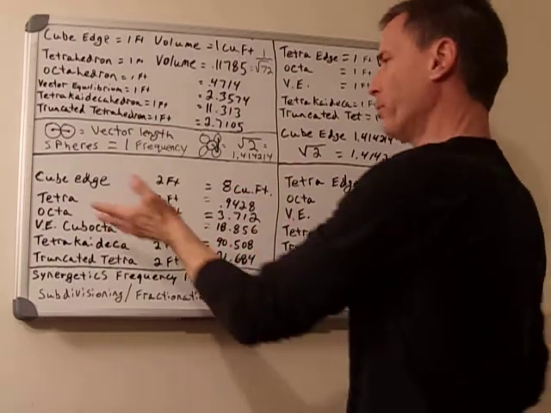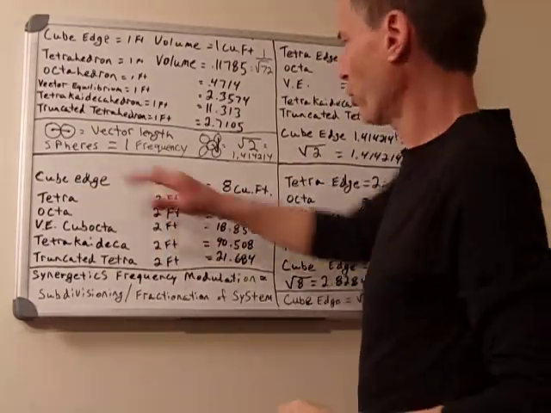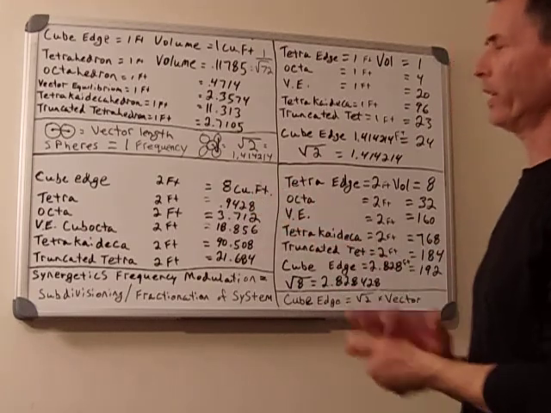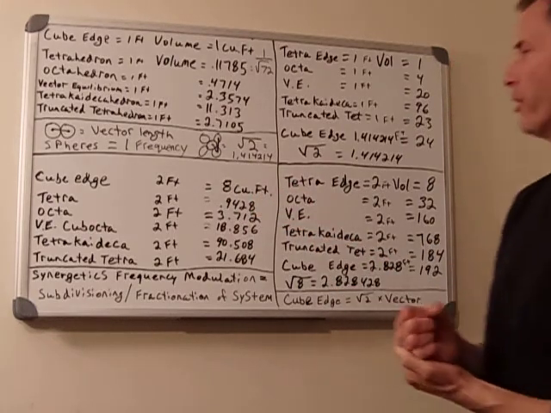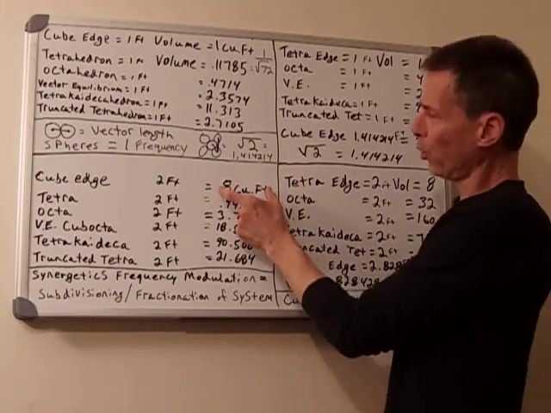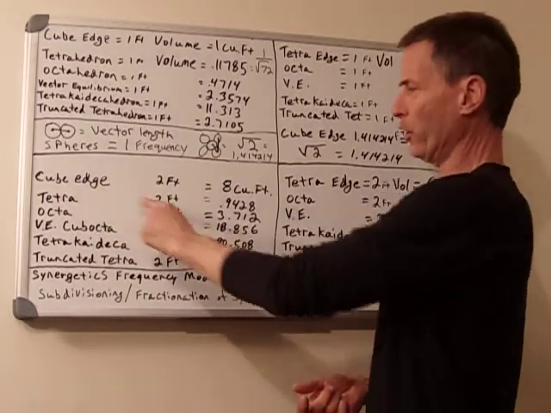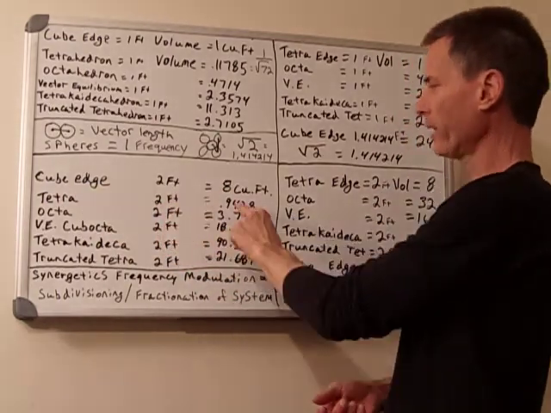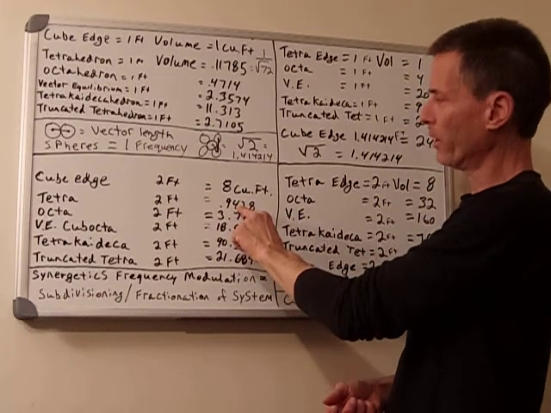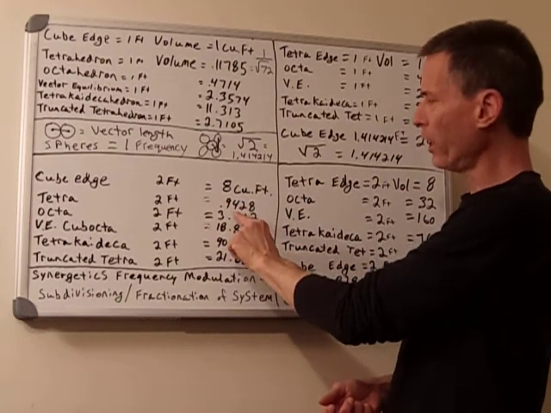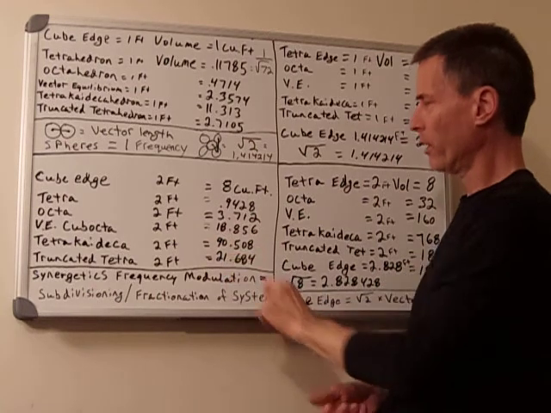When you go to the cube's edge length of 2 feet, you'll notice once again that the cube is the only polyhedron in the system which has a whole rational unit of volume associated with it. The tetrahedron, when it has 2 feet to the edge length, has an irrational volume, 0.9428. So do the other polyhedrons.